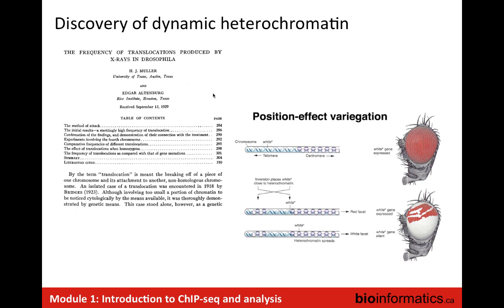From there, studies in flies started to discover that the heterochromatin, or these regions of the genome, are actually not static, they're dynamic. This was studied in a model system where, through translocation, a gene was translocated close to the heterochromatic-euchromatic border. And what was found is that, in a non-Mendelian way, this gene was silenced. Many years later, we discovered this was due to the heterochromatin itself spreading into the gene. So heterochromatin and euchromatin exist, but they're also dynamic and they can move around.